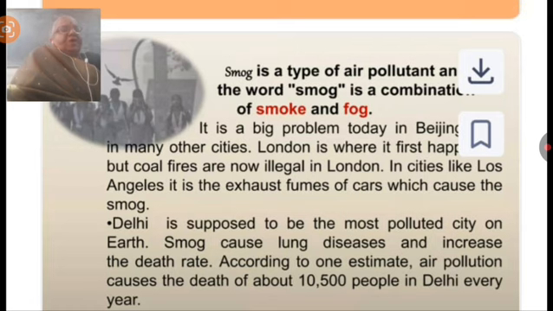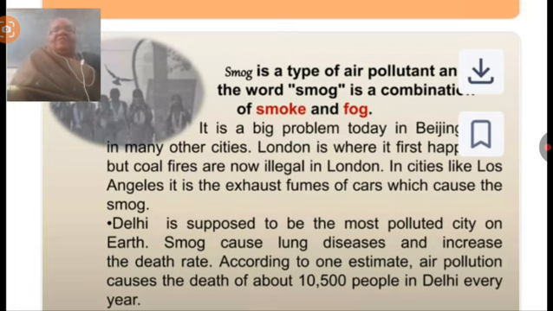In Kannada, smoke means hoge, fog means manju. When hoge and manju combine, you will get honju, right? So the Kannada equivalent for smog is honju. Hoge plus manju is honju. The way you hybrid smoke plus fog is equal to smog.